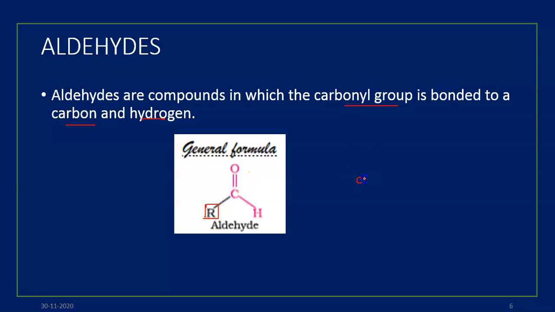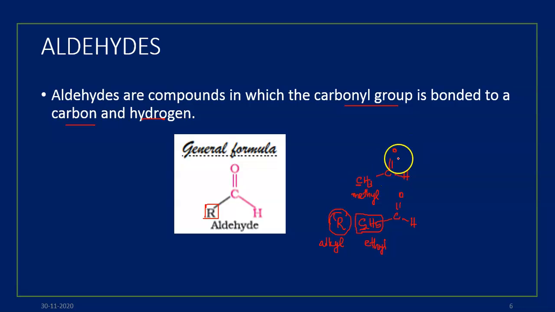You can see here CH3, C double bond O, H. This is an aldehyde. C2H5, C double bond O, H. This is an aldehyde. This carbonyl group is bonded to this carbon, and we can generally call it R, that is alkyl. Here you can see 2 carbons, therefore this is ethyl, and there you can see only 1 carbon, therefore it is methyl. So this is generally the alkyl part.